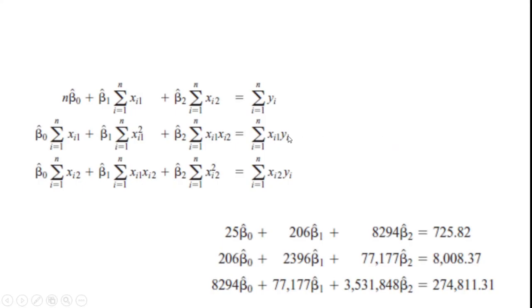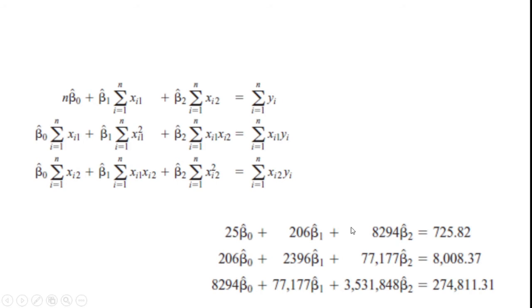So the next step, I substitute the collected values into the respective equations. After that, I get the final three equations like this: 25, because n is the total number of observations, which is 25, and then beta naught plus 206 beta 1 plus 8294 into beta 2, and also summation of yi. I identified the value of 725.82. Likewise, I calculated the values and substituted them into the normal standard equations available on this slide, so that I got three equations like this.